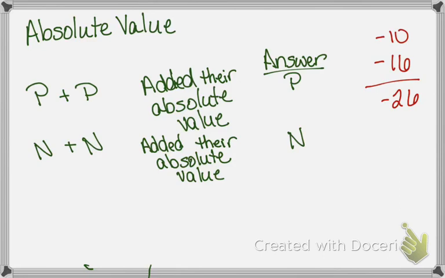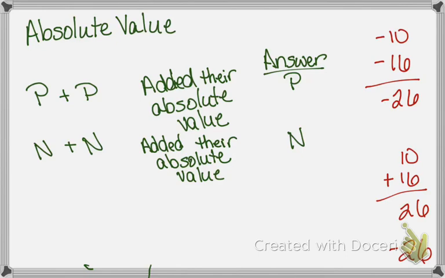Absolute value. All you're doing is adding their absolute values. Okay? So here, what's the absolute value of negative 10? 10. What's the absolute value of negative 16? 16. So I am adding 10 plus 16. But my original problem was a negative plus a negative. So what's my answer going to have, a negative sign or a positive sign? Negative.